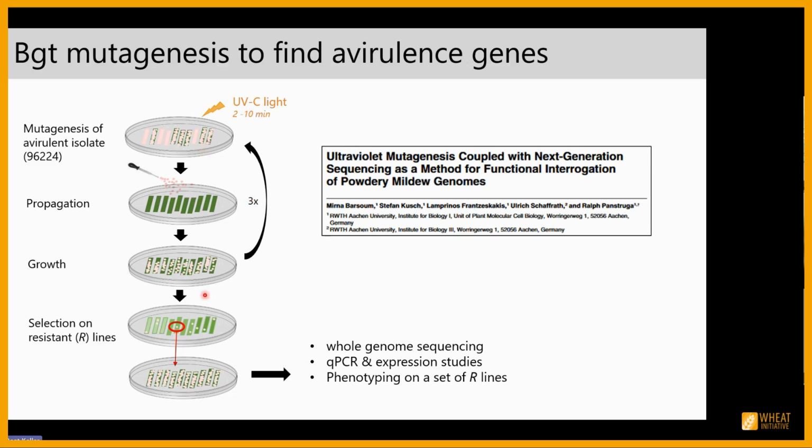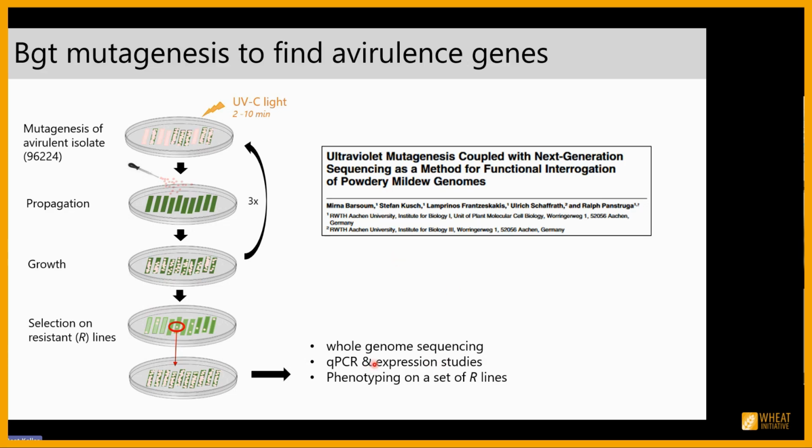You mutagenize in 3 consecutive rounds your mildew growing on leaf segments, and then you multiply that on susceptible lines, and then you select those which can grow on resistant lines, so that they have lost the avirulence gene.